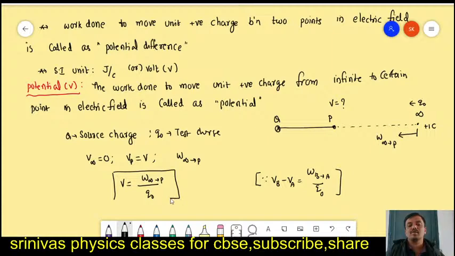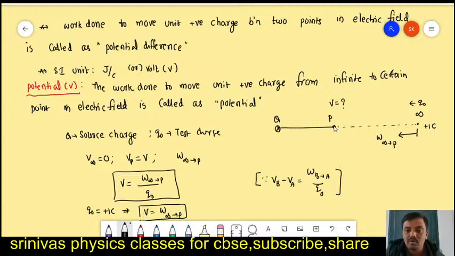Just very simple. Potential difference means it is the work done to move a unit positive charge. Q naught you take as 1 coulomb. Then the potential is equal to the work to move from infinity to P. You take Q naught as the unit positive charge, substitute here, and the potential we get is the work. Work done to move a unit positive charge from infinity to P is equal to the potential.